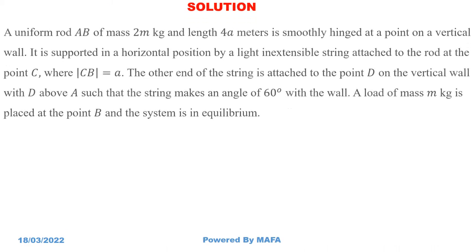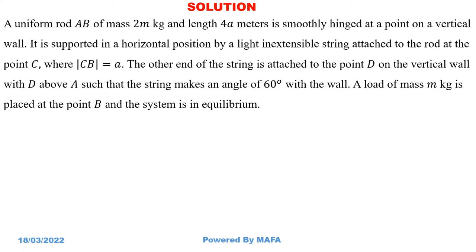Okay, let's move on to the solution. So I will display the question so that we try to come out with our diagram together after reading it. Firstly, we have a uniform rod which is AB. It is attached to a wall. It is smoothly hinged at a point on a vertical wall. So definitely if it is AB, then it is hinged at the point A to the vertical wall.